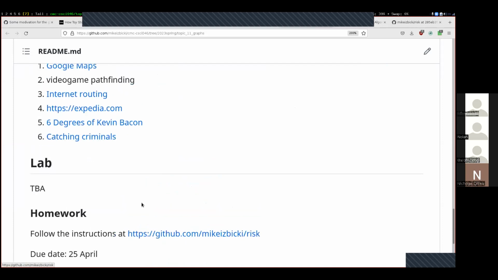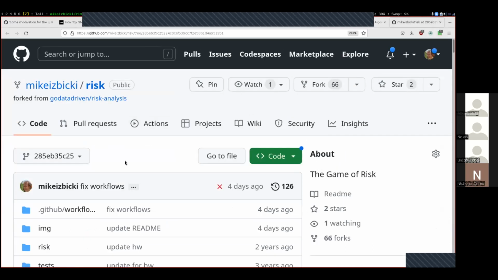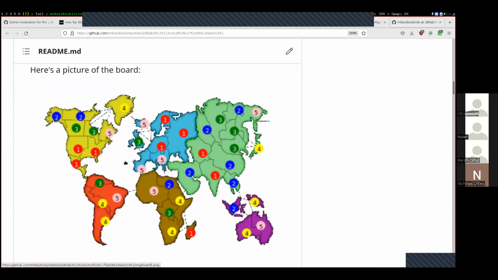Okay, let's start by talking about the Risk board game and your Risk homework assignments. If you've seen the game of Risk before, this is what the board looks like. It's a map of the world. Each one of these territories over here is one section that players can control, and you can move armies from one territory to another by attacking other territories.